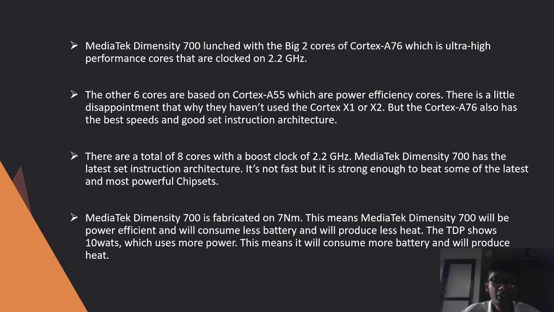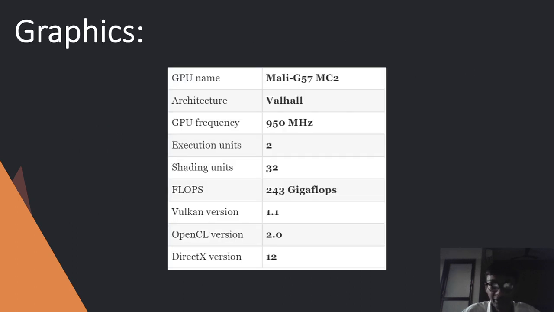MediaTek Dimensity 700 is fabricated on 7 nanometer. This means it will be power efficient, consume less battery and produce less heat. The TDP shows 10 watts, which uses more power. This means it will consume more battery and will produce heat.